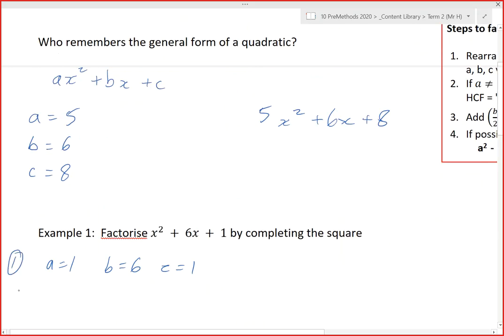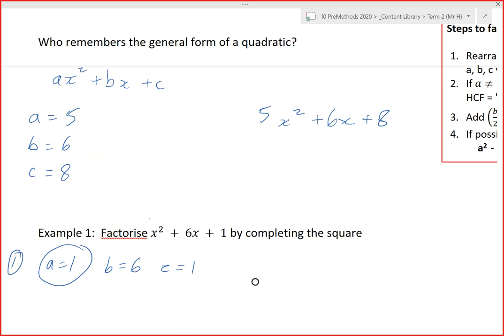The second step, if A is not equal to 1, we need to factorize that number out. So we bring it outside the brackets. So we say if it was 2, we bring it outside the brackets like that and divide everything by 2. But this question, we don't need to do that. So we skip straight to step 3.